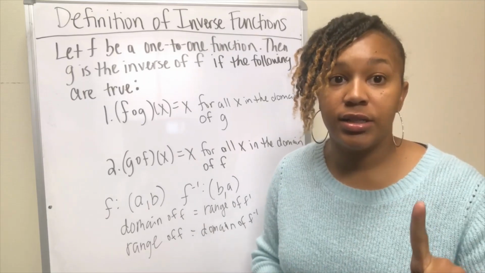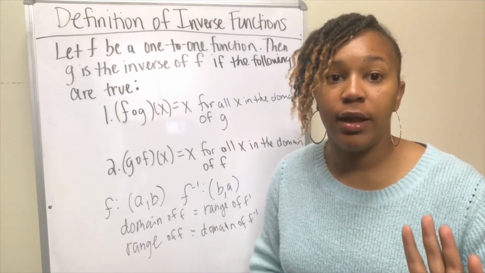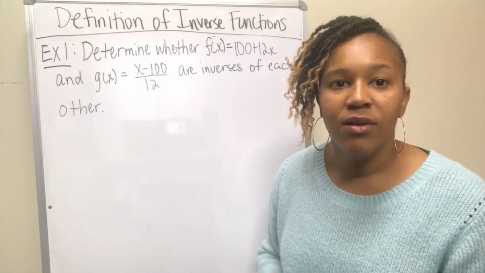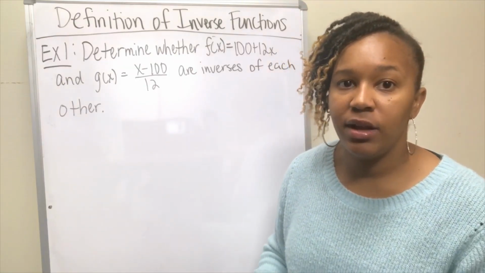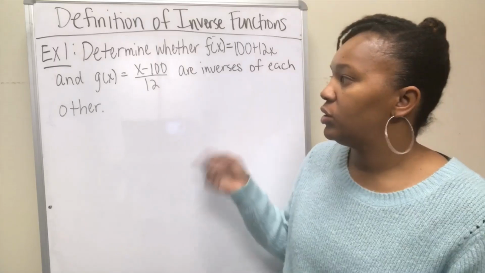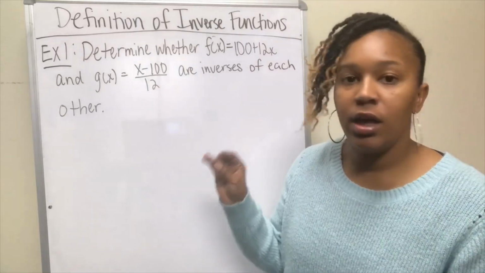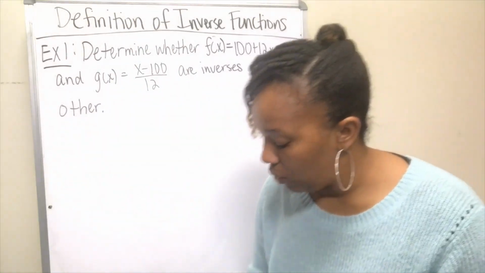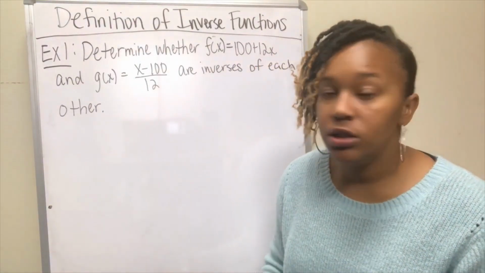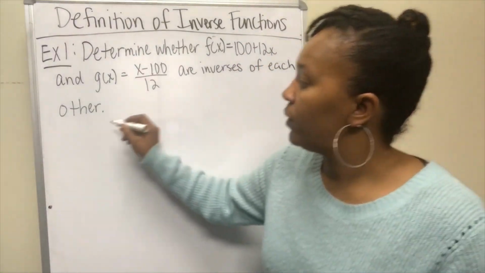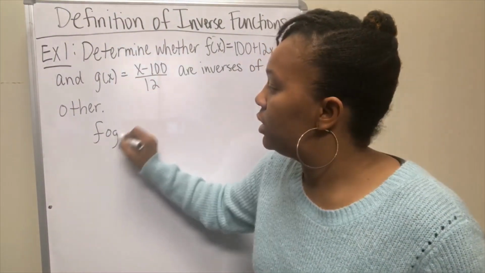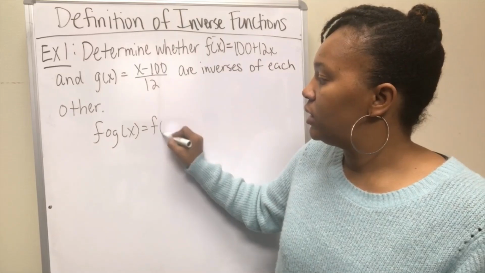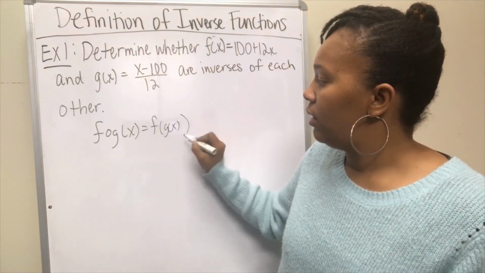So let's look at an example to see how we can verify that two functions are inverses of each other. For example 1, we want to determine if f of x equals 100 plus 12x and g of x equals (x minus 100) over 12 are inverses of each other. And so what we have to do is use the definition to determine that. So we want to figure out what is f of g of x first of all. So that means take the g function and plug it into the f function.